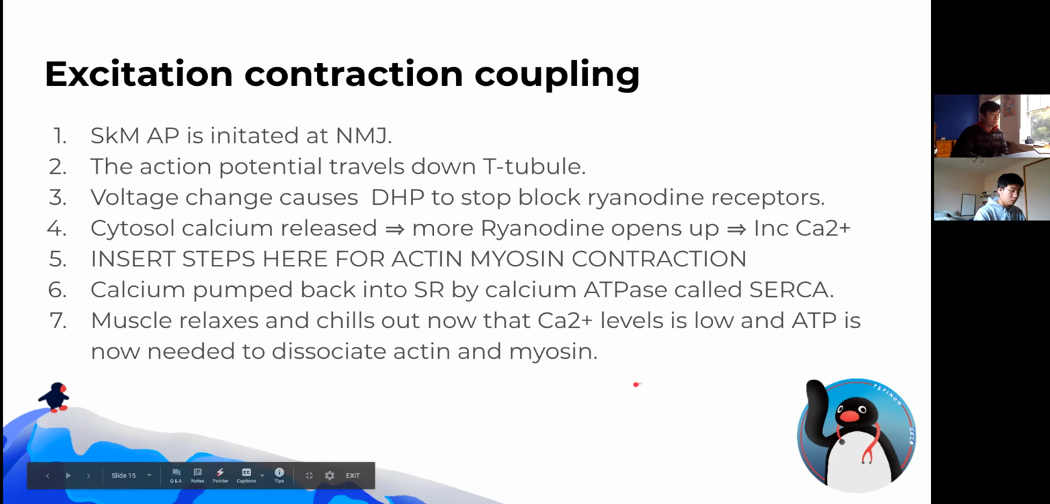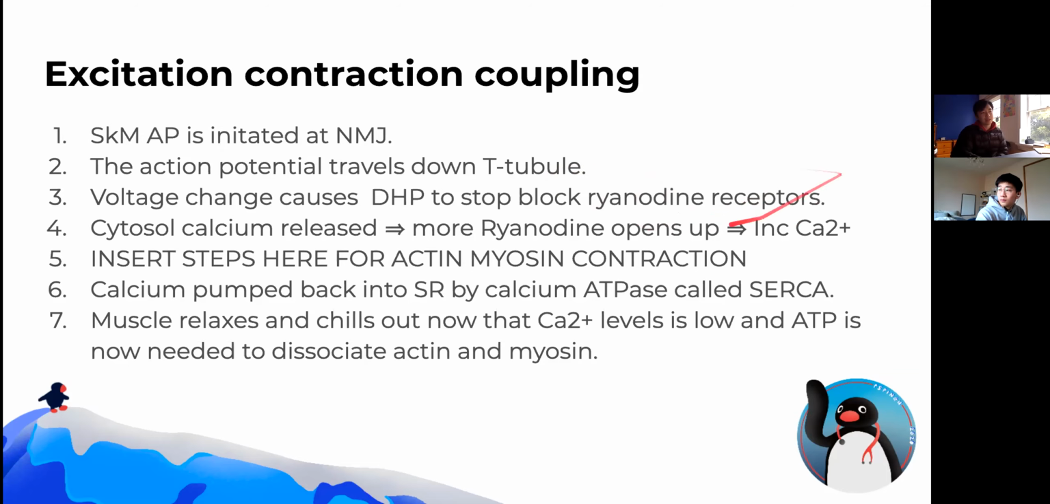Down the T-tubule, and then this voltage change causes the dihydropyridine receptor to stop blocking the ryanodine receptors. So this is the gate to the ryanodine receptors, which are just calcium channels. It wants to keep releasing calcium, but DHP stops it, and that doesn't mean dragon hot pot. So cytosolic calcium is then released if the ryanodine receptor is allowed to release it, right?